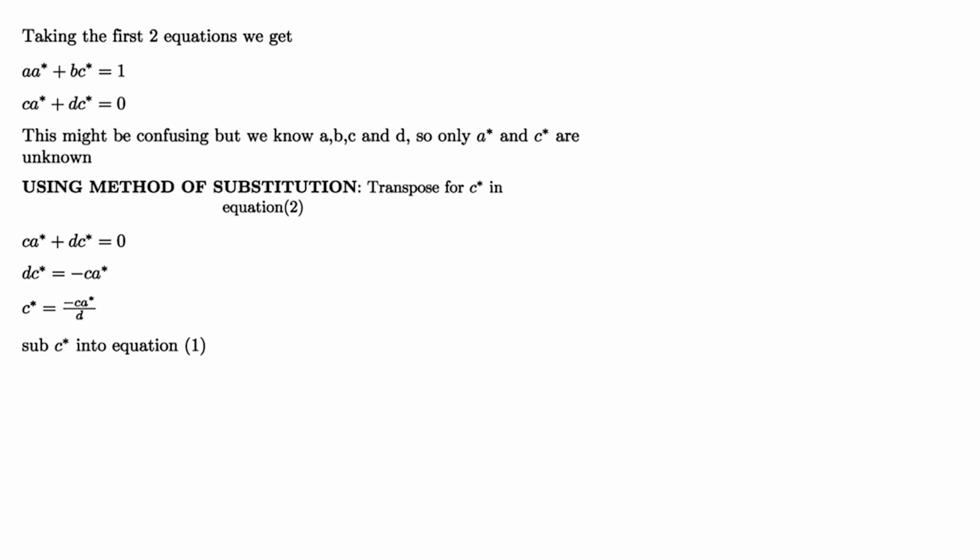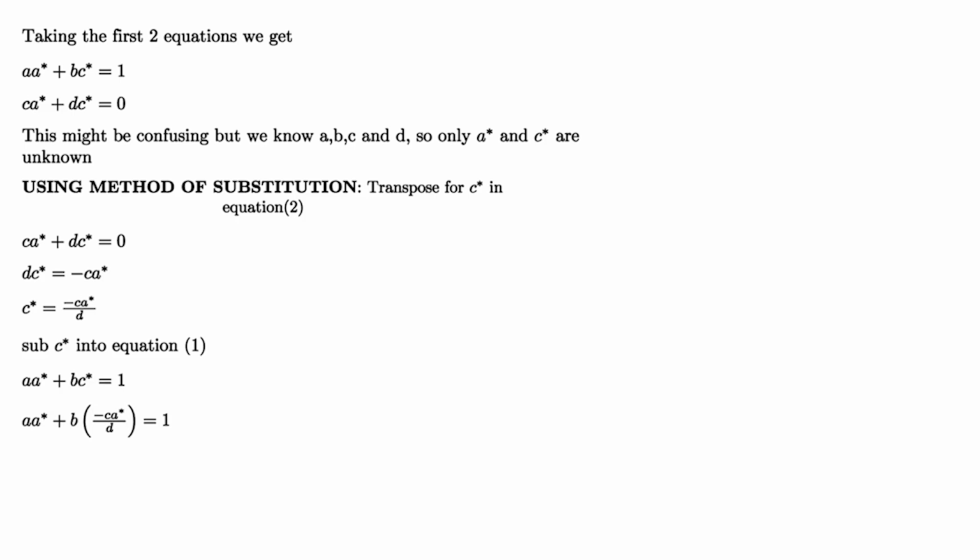And remember, equation 1 said A times A star plus B times C star equals 1. So where we have C star, we're going to plug in negative C times A star divided by D. So this then gives us A times A star plus B times negative C times A star divided by D equals 1, right? And now we can simplify.